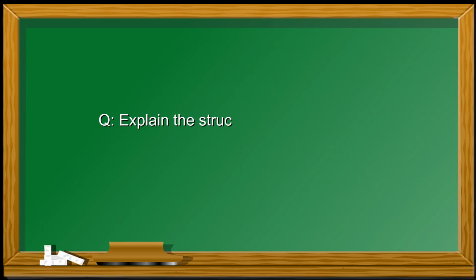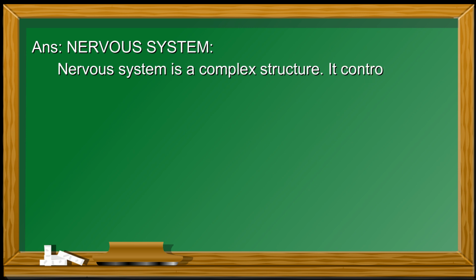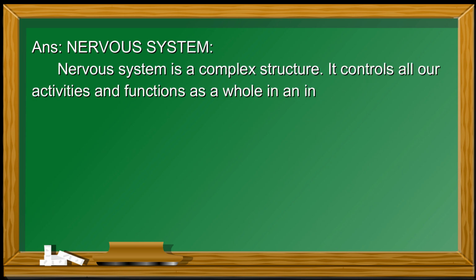Question: Explain the structure of the nervous system. Answer: The nervous system is a complex structure. It controls all our activities and functions as a whole in an integrated manner. Given below is the flowchart of the human nervous system.